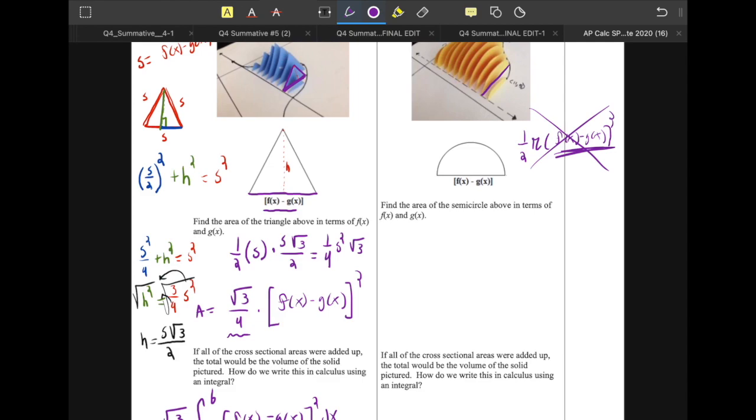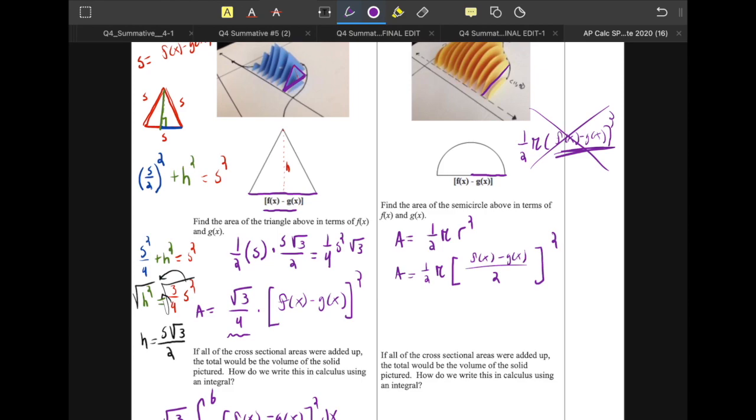The radius is half of f of x minus g of x. And then the semicircle is half of that, right? So the area of the semicircle is 1/2 pi r squared. But what is this radius? Well, it's 1/2 pi times f of x minus g of x all over 2 squared. And so if we do that out, right, the 2 would get squared.